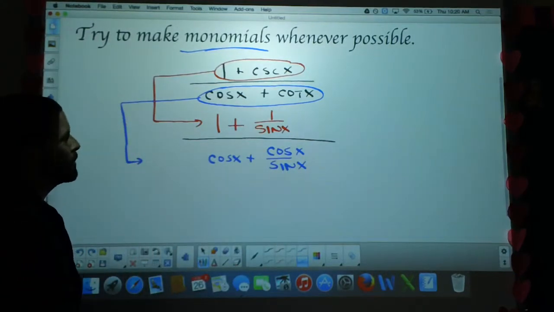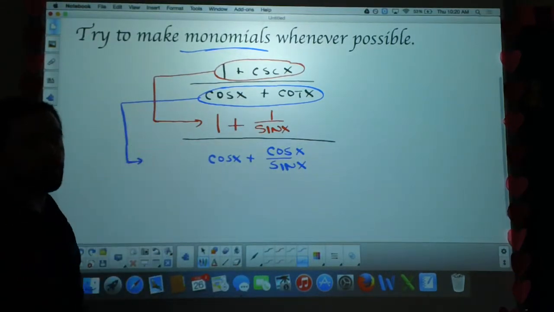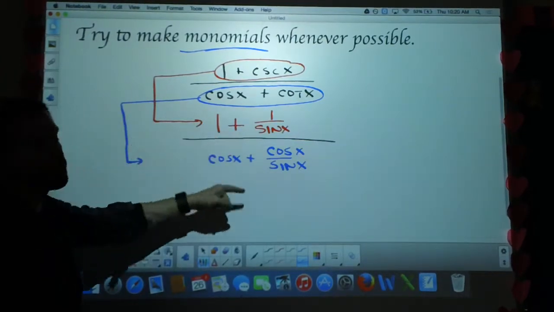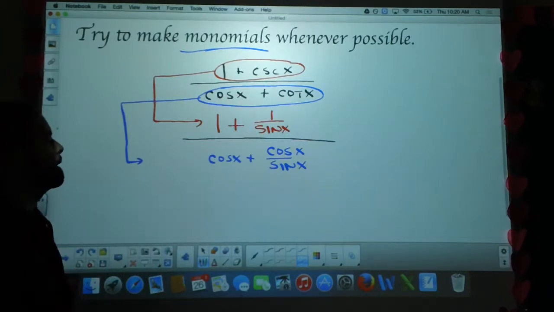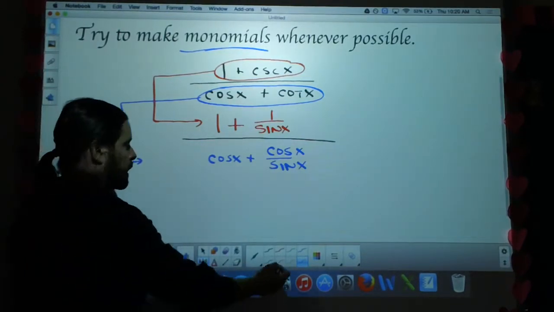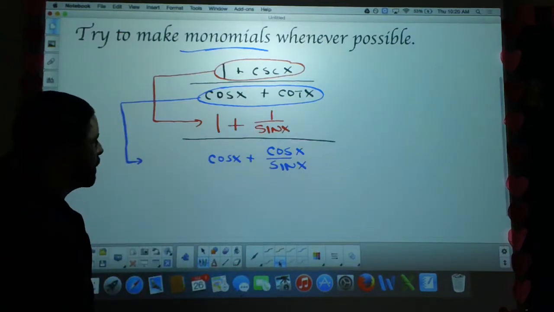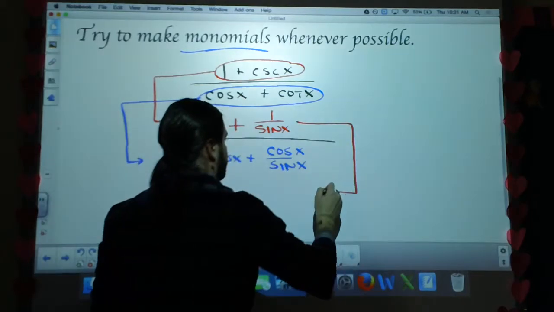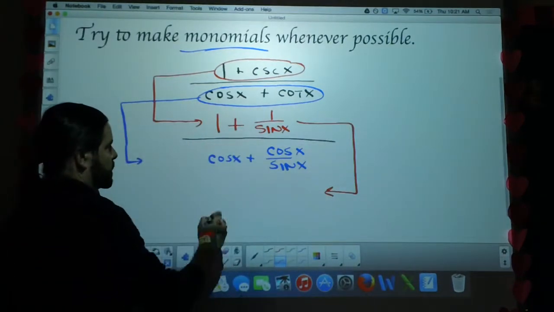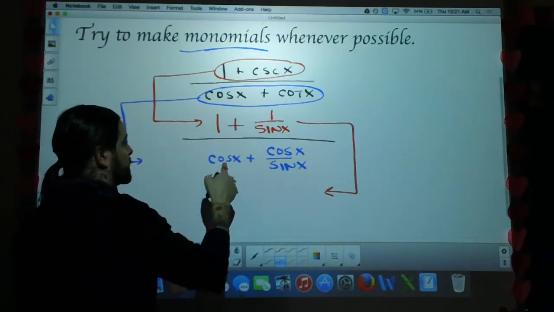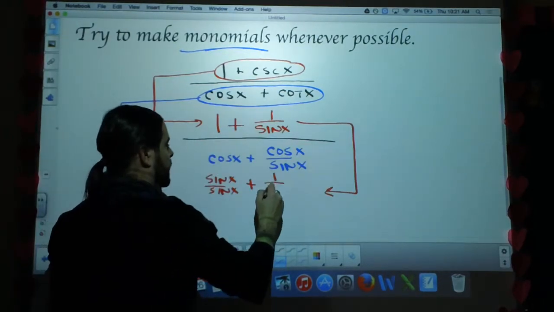Now I'm going to treat these like two separate problems. If monomials are more useful, then I'm going to add those together to make it one number, and the same thing with the bottom of the fraction. To do that, I would need, of course, a common denominator. So I am going to change this red expression to sine x over sine x, because that's equal to 1, plus 1 over sine x.